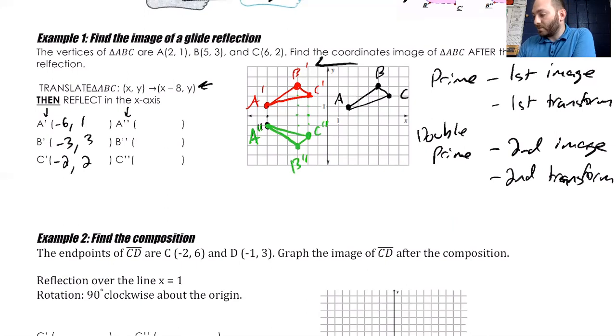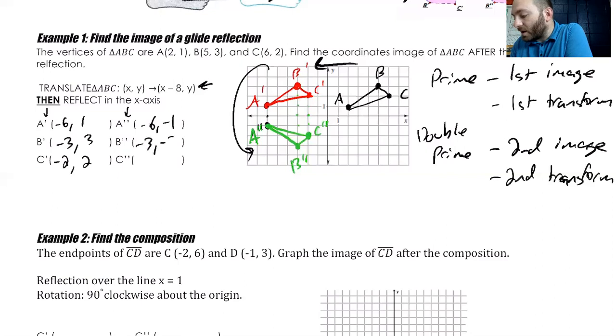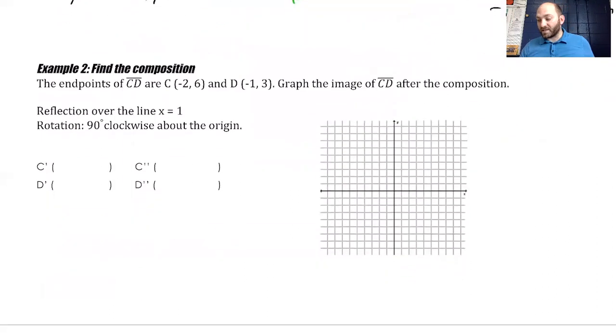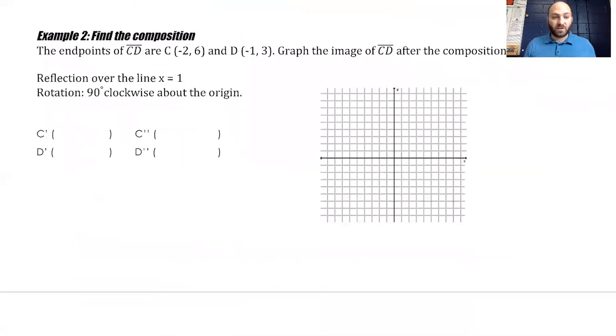It translated and then reflected this way, okay? I'm gonna go ahead and label these points too, because that was -6, -1, -3, -3, -2, -2. All right, and that's it. So I'm gonna go over a few more examples, but everything is pretty much the same. And sometimes we've gotta work backwards a little bit, but all you gotta do is just follow the directions in order.